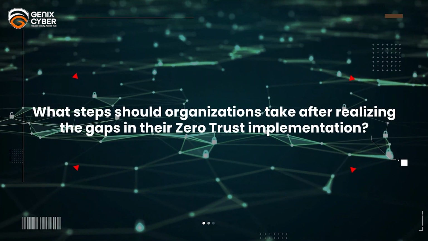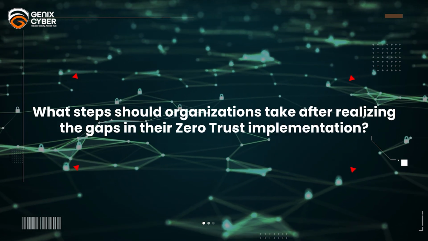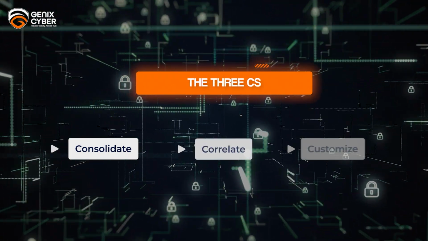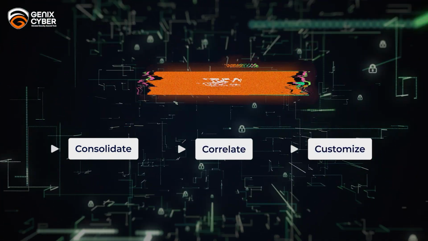What steps should organizations take after realizing the gaps in their zero trust implementation? All right, for this one, once organizations recognize the limitations of their fragmented zero trust approach, it's time to take actionable steps to strengthen their security posture. And there's a refined framework that we put forth with a focus on 3 C's. C as in Charlie. The 3 C's here stand for consolidate, correlate, and customize.